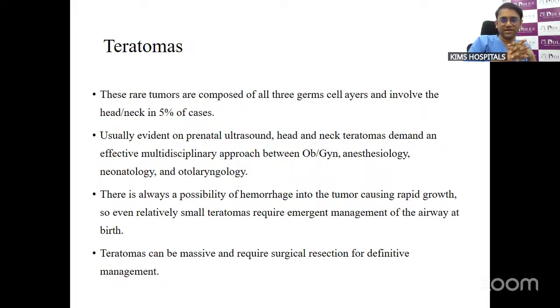Teratomas should be surgically resected. So these are all things that can affect the airway. Sometimes we can have very significant airway obstruction because of the teratoma, because of a congenital mass, or because of any other mass like cystic hygromas, which can lead to congenital high airway obstruction, where the EXIT procedure is one of the more important things.